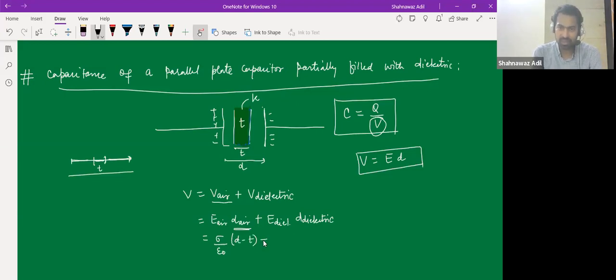And what is E dielectric? What is the electric field due to dielectric? That is simply sigma by epsilon, which is epsilon naught into K. So this is sigma by epsilon naught K. And what is the distance of dielectric? T. Is this clear, guys?